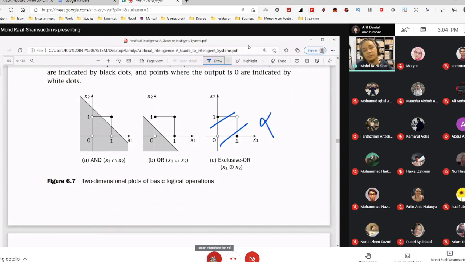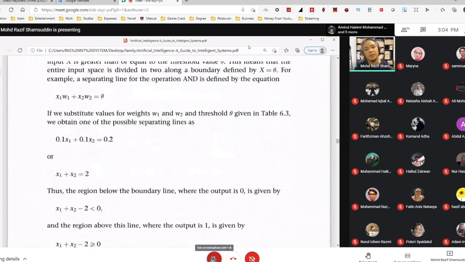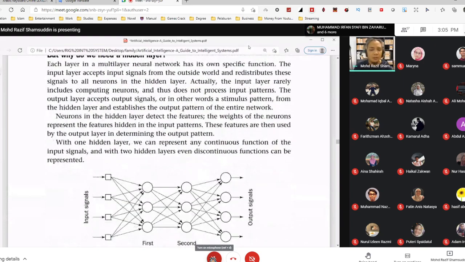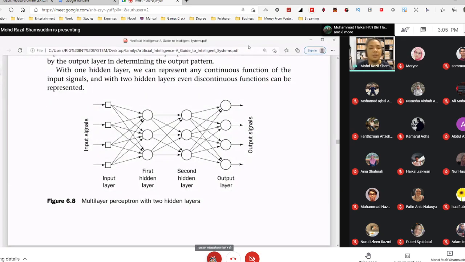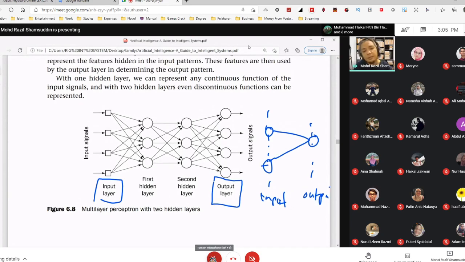So, in order to solve this problem, we are introduced to the multi-layer perceptron. Here is the explanation, so you can read that. What is a multi-layer perceptron? A multi-layer perceptron is a perceptron with more than two layers. Usually we have the input layer and the network goes immediately to the output layer. The simplest perceptron that we have already done has two inputs and one output, so you only have two layers, the input and the output. But in a multi-layer perceptron, you have additional layers, which we call hidden layers.